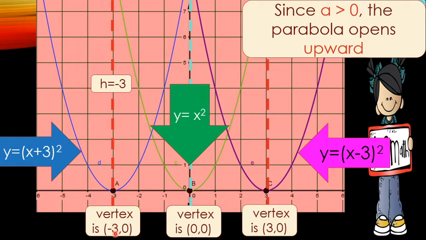The value of h here is negative 3. Therefore, the axis of symmetry of this function (x plus 3) squared is negative 3. Here, we have 0, or h equals 0. That is the value of our h. And for our vertex here, the value of h is positive 3. Therefore, their axes of symmetry are different, because they divide the graph at different positions.